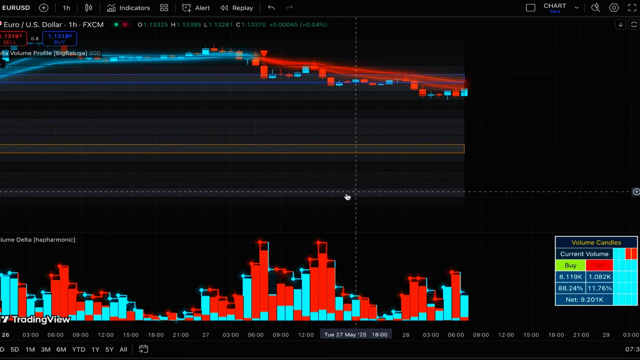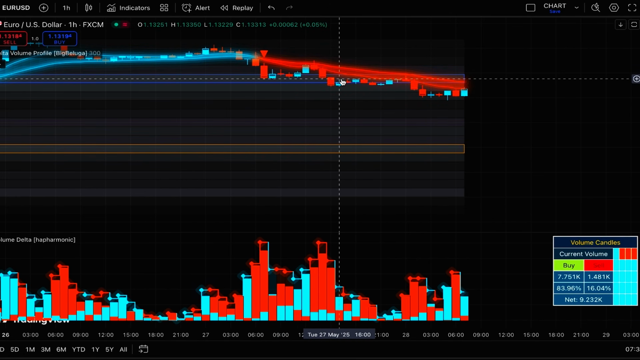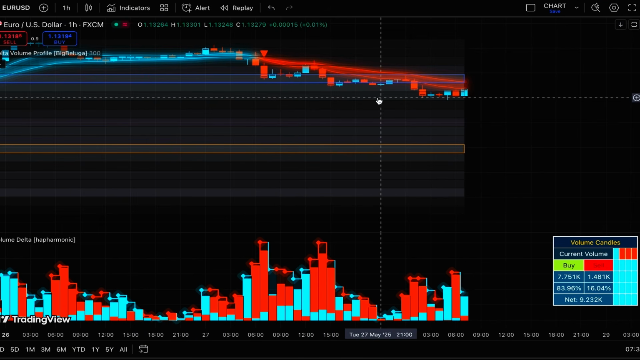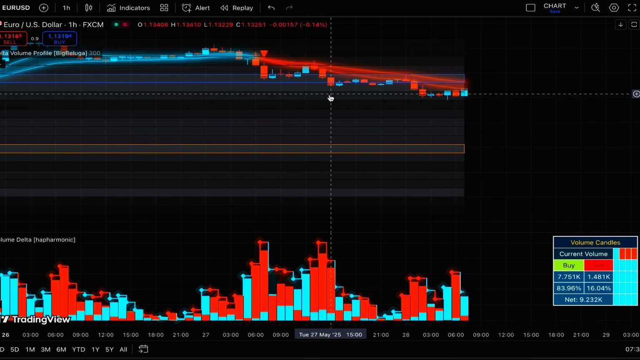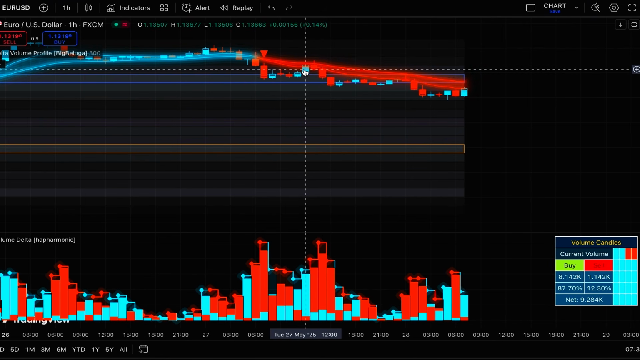For easier analysis, these colors are also reflected on the candles, but here the dominant one is actually the color of the candle. So if, for example, you see that the candle is red, it shows that we had more selling volume in that time period. And if the candle is blue, it shows that we had more buying volume in that time period.